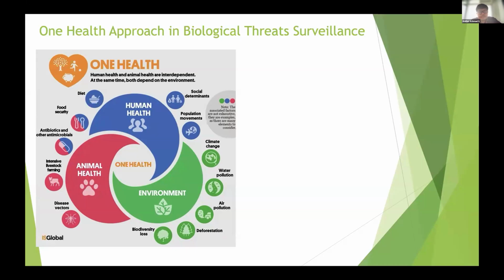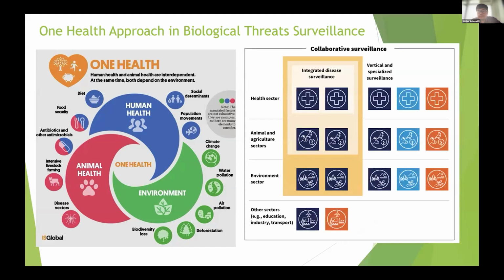From animals, usually we collect data from vectors, usually mosquitoes, and also from livestock, including antibiotics and other antimicrobials. And beside human and animal health, we need other data from the environment, because we want to know about the weather, climate change, water pollution, any pollution in the air, and also the risk of deforestation, so that it can become a cycle of public health surveillance in the future.